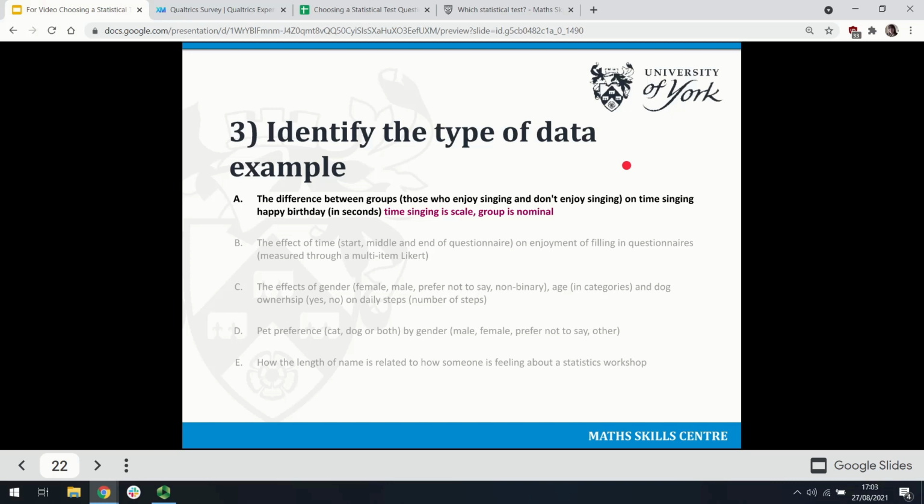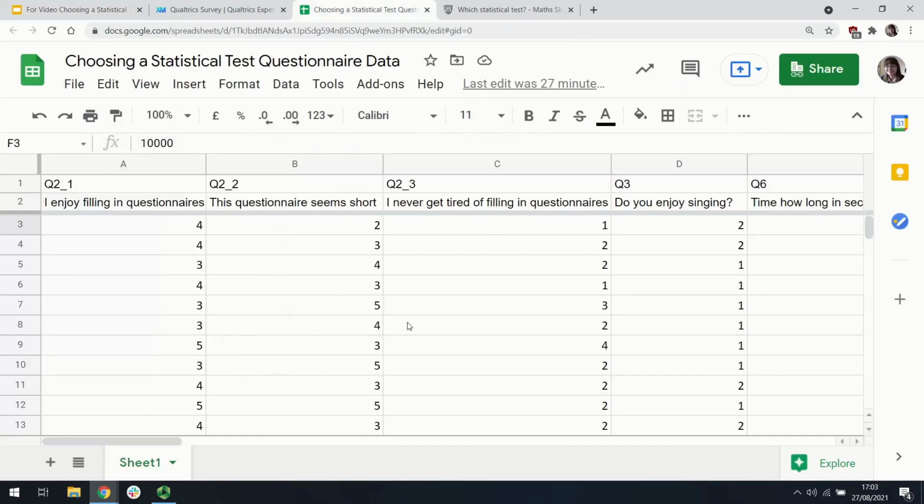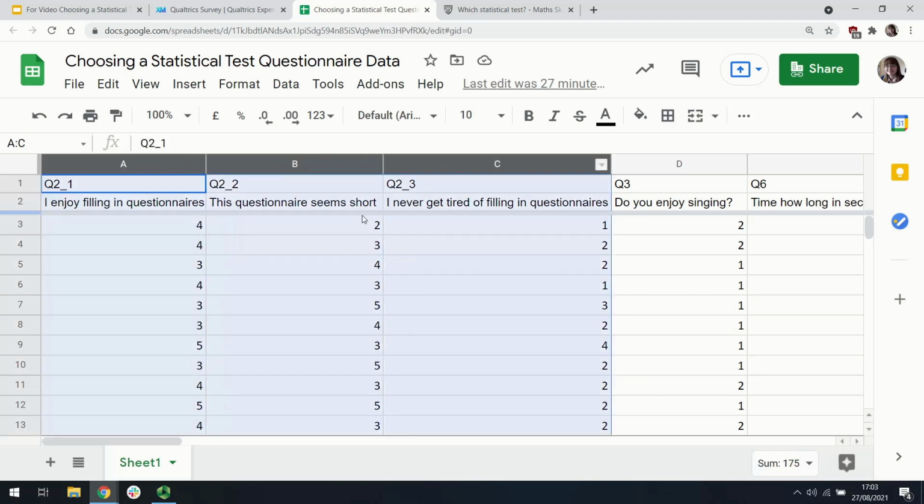What we're going to do now is identify the type of data in each of these scenarios. Before I do that, though, I'm just going to explain something about Likert scale data. So I said that Likert scale data has a possibility of 1, 2, 3, 4, or 5, and we can see that in these 3 columns here. So I would always treat this data as ordinal data.